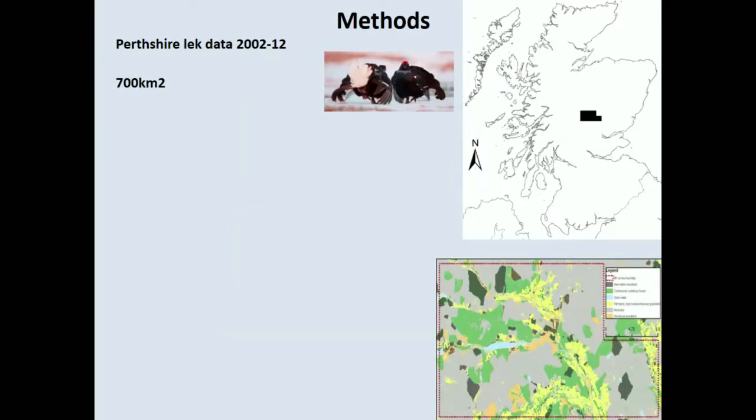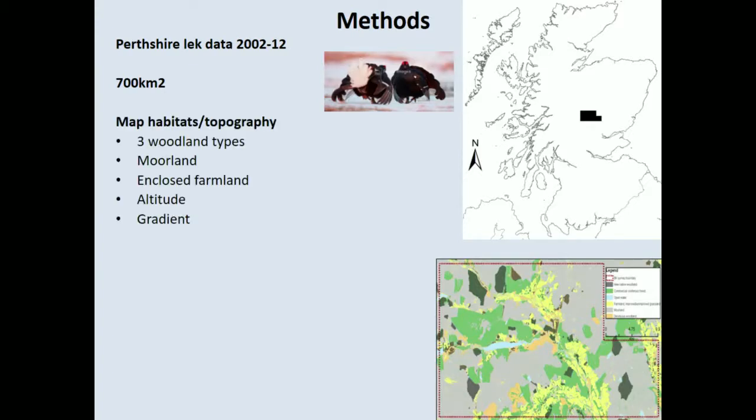So for the study, we used lek data from the Tayside population collected by a very active local volunteer group. And black grouse are a lekking species, so counting the number of males which are attending leks is generally the most efficient way to generate indices of annual abundance. And it's a 700 square kilometre study area, so that gives us a really good insight into how large-scale habitat change can affect this species.